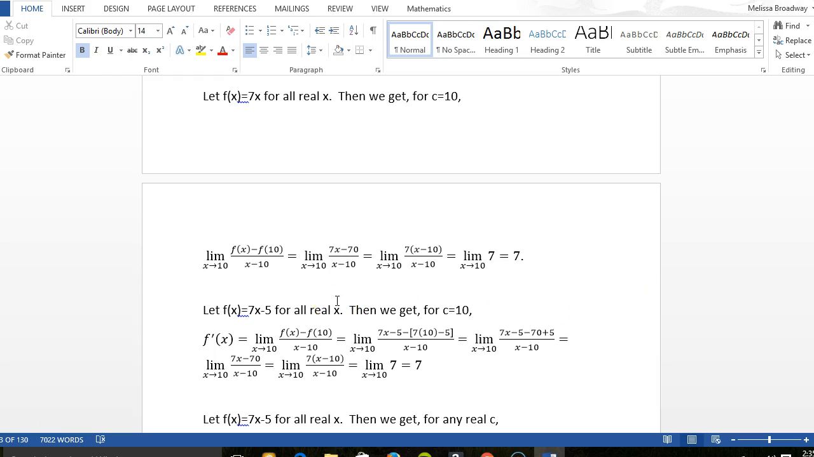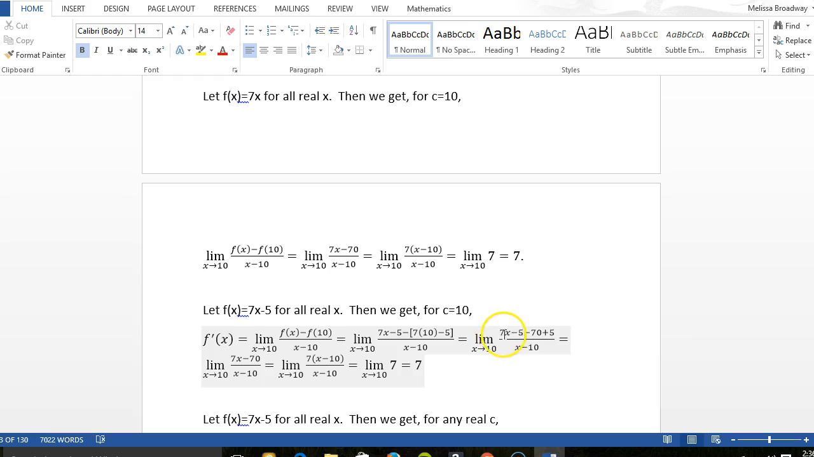Now, what if I spice it up a little bit, and instead of just 7x, now let's consider f of x equals 7x minus 5. And again, from reals to reals. If I let c equal 10, or if I just want to stay with the generic letter c, it doesn't matter, f prime of 10 equals the limit as x goes to 10 of this definition. Now, f of x is 7x minus 5. Be careful. You're subtracting f of 10, so you have to put brackets or parentheses around this term. You're subtracting all of the stuff inside the brackets, over x minus 10.